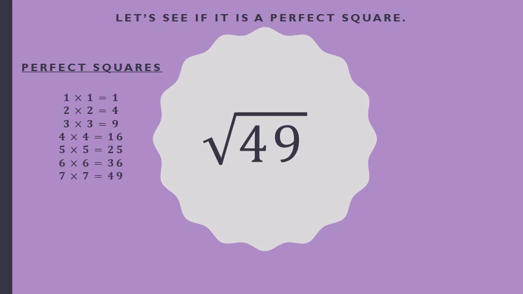7 times 7 is 49. Well, look at that. We got lucky. 49 is exactly 7 times 7, so that means that the square root of 49 equals 7. If you need to go back to any of the examples, feel free to do so. If not, go ahead and move on.